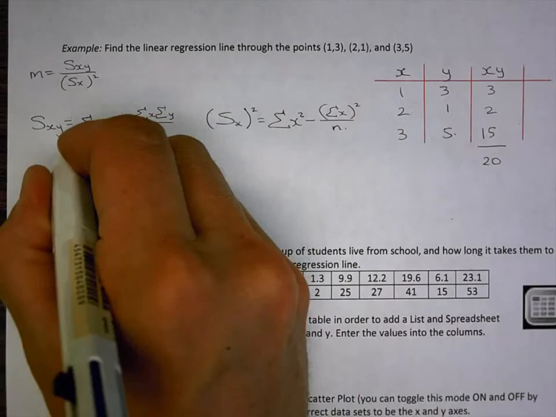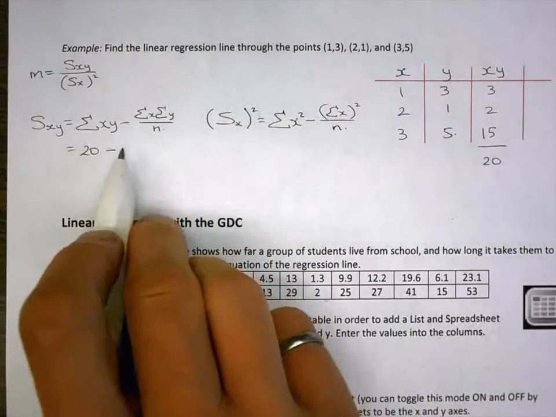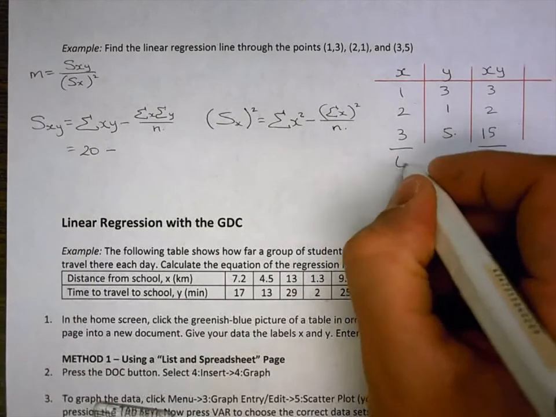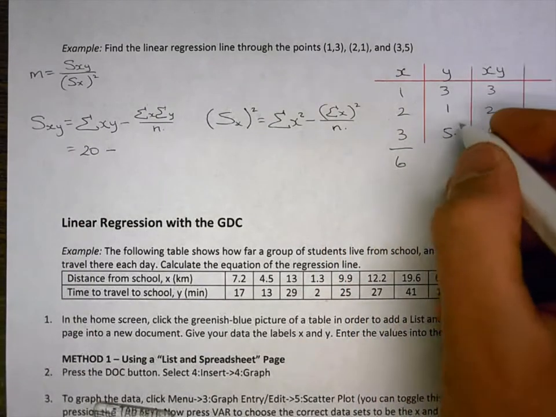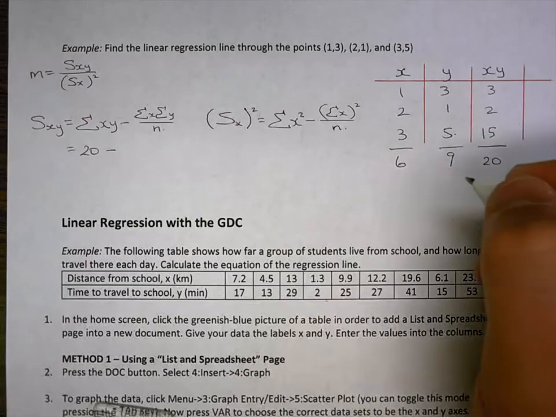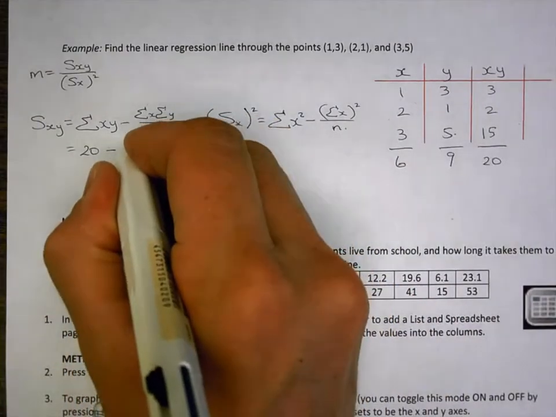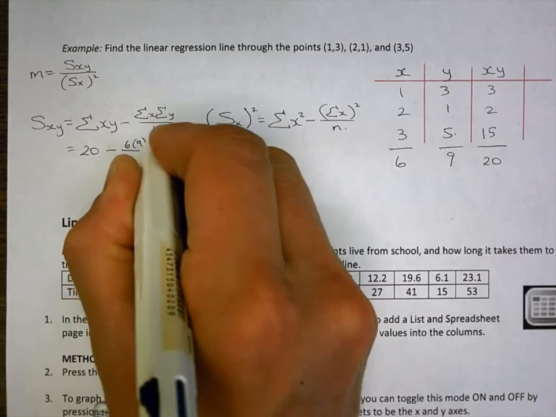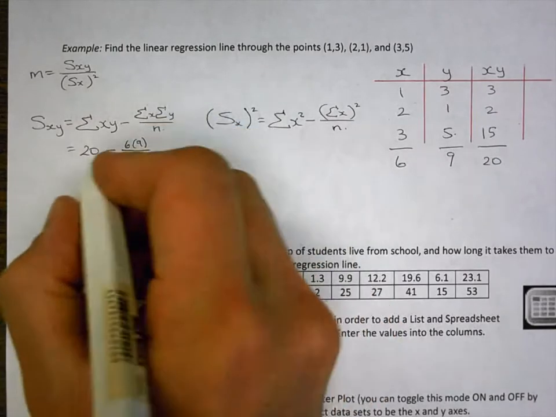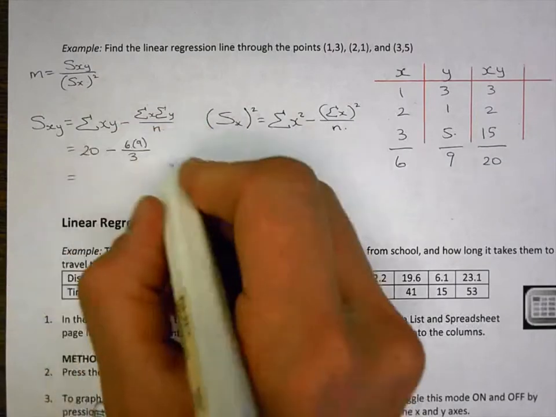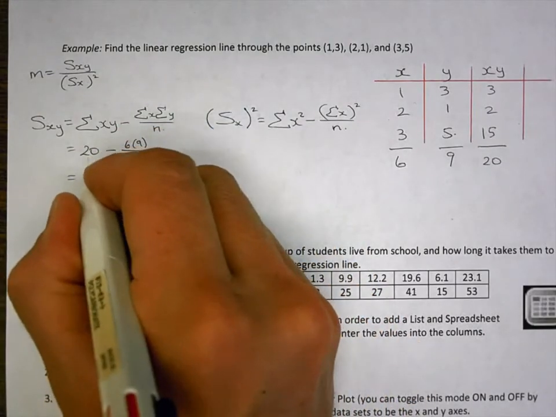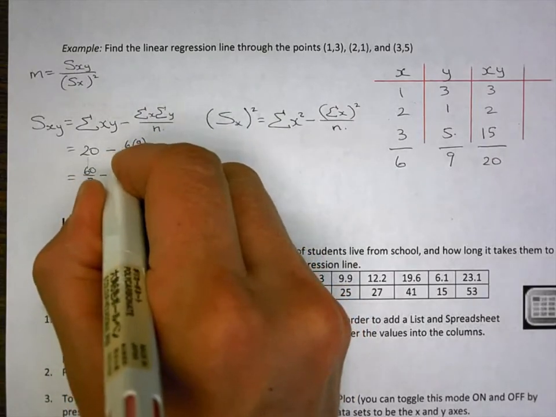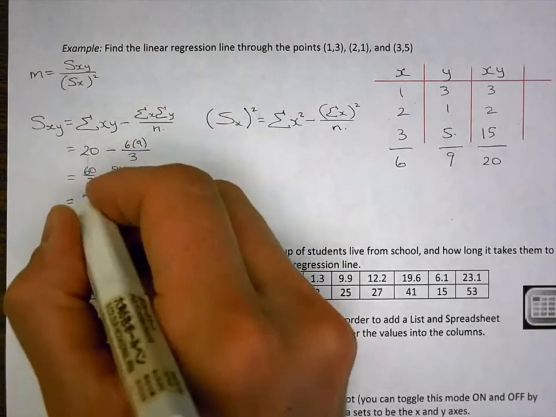So I can sub that in here. 20 minus, then I need the sum of x's. That means add up all the x's. Well, that's 6. And all the y's is 9. So I have 20 minus 6 times 9 over the number of data points, which is 3. That gives me something over 3, so this is 60 over 3 minus 54 over 3, which is going to give me 6 over 3, which is 2.